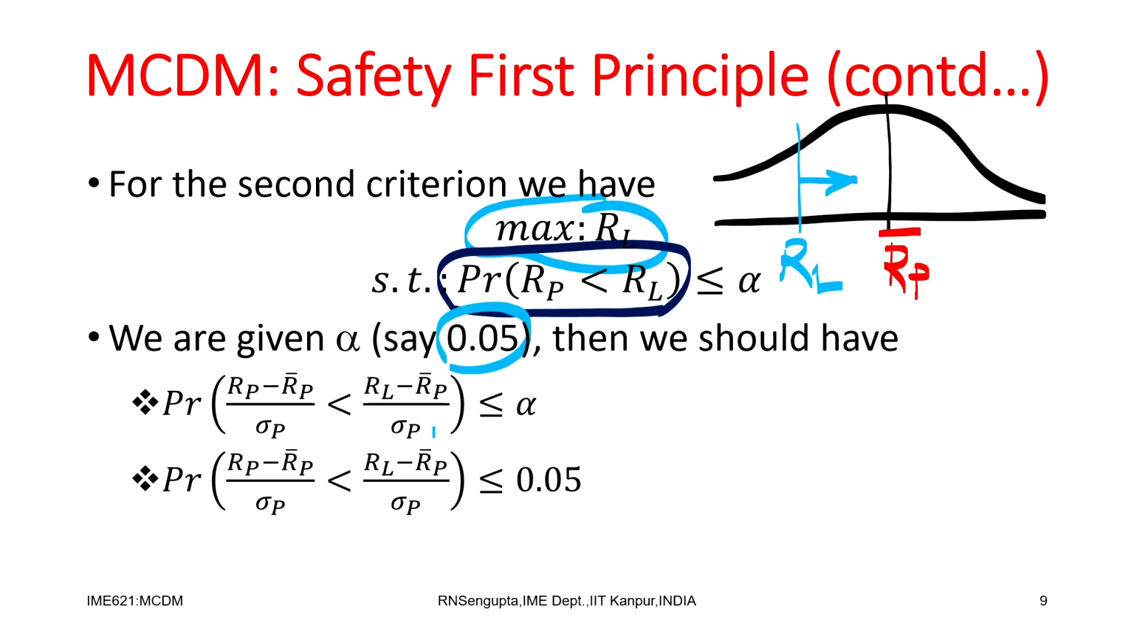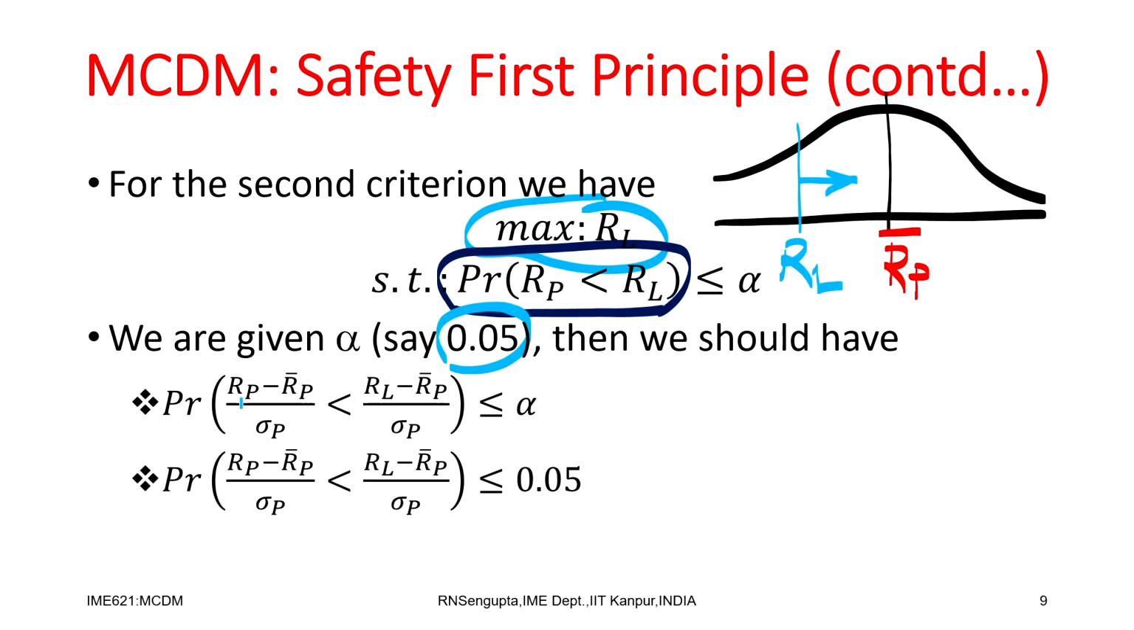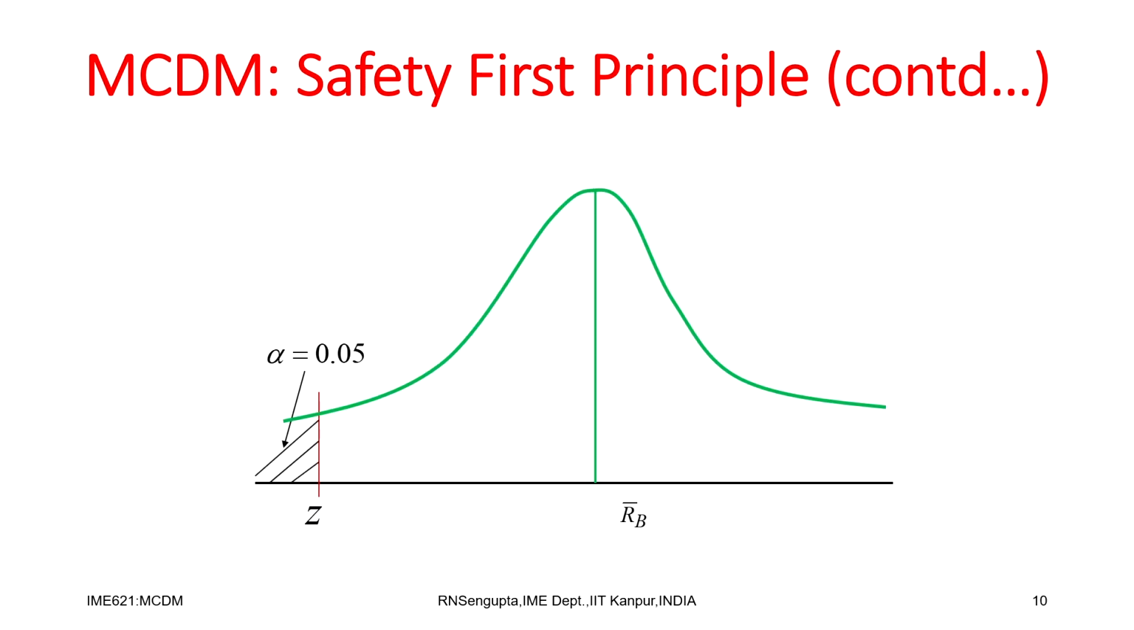Then we should have, if I consider the such that conditions, again it can be converted into a standard normal. So, R p minus R p bar divided by sigma p, which is capital Z, is less than R L minus R p bar by sigma p, which is small z, is less than or equal to alpha, and alpha is 0.05. So, how would we solve it? So, this is the case.